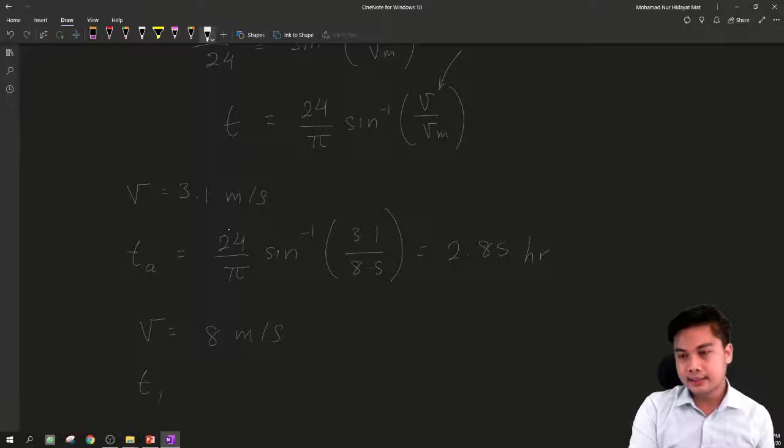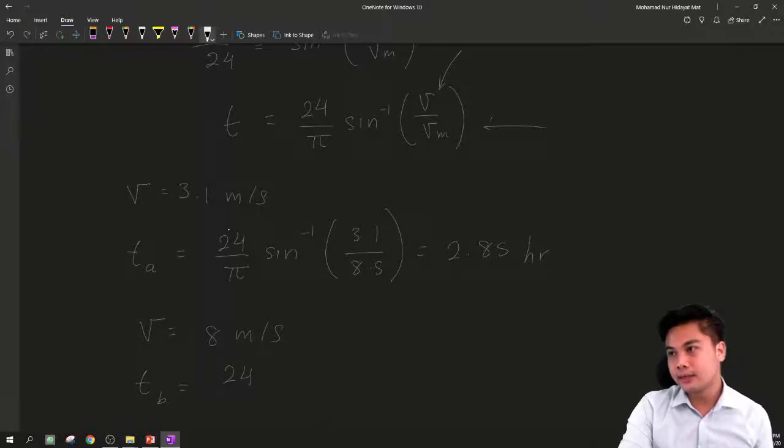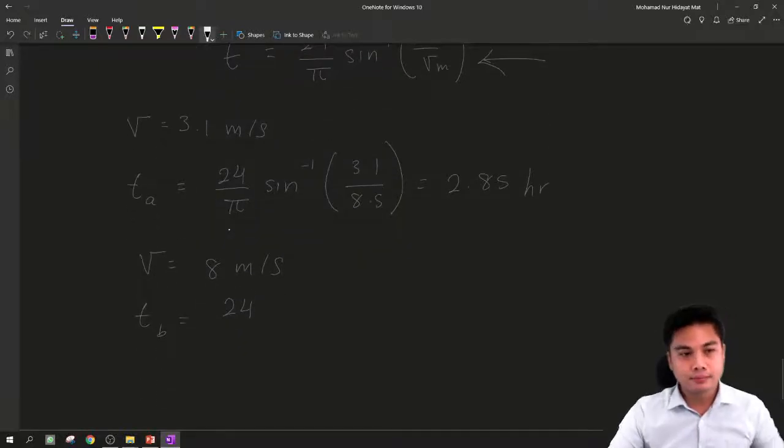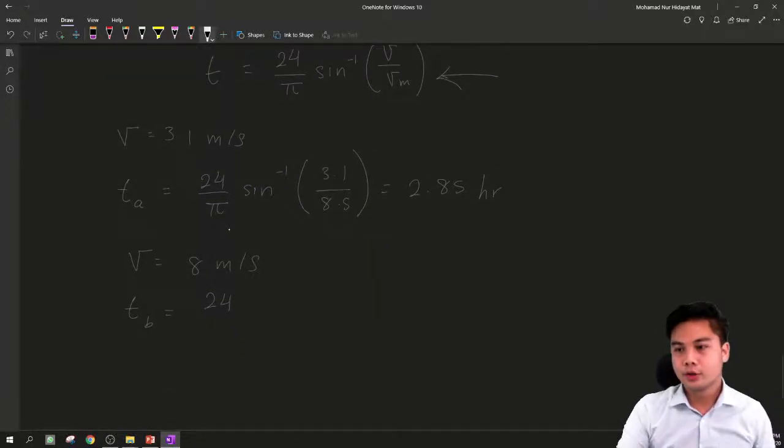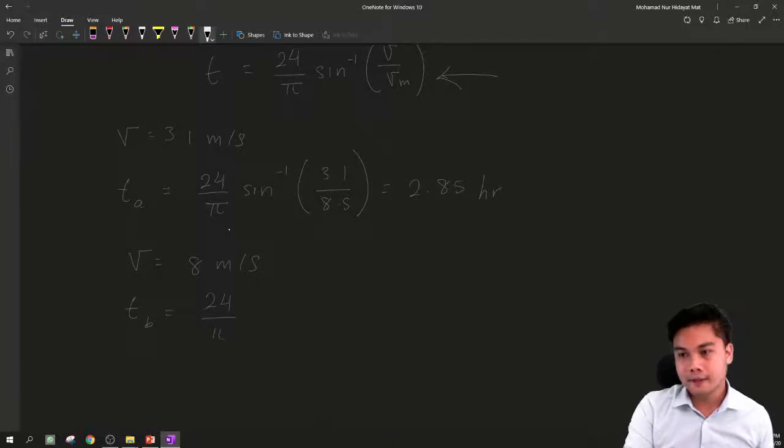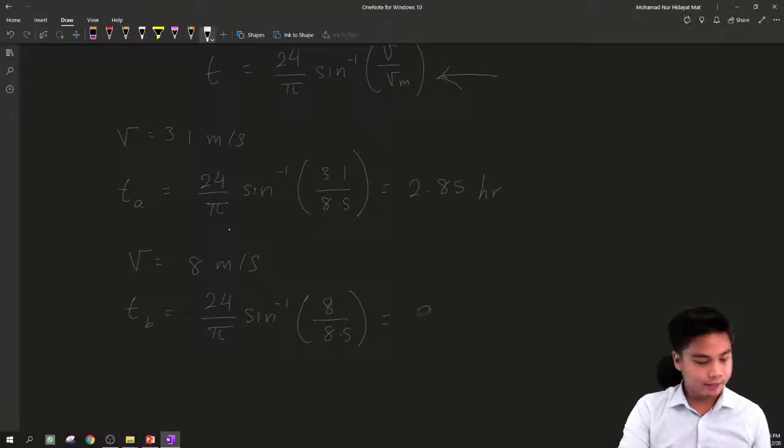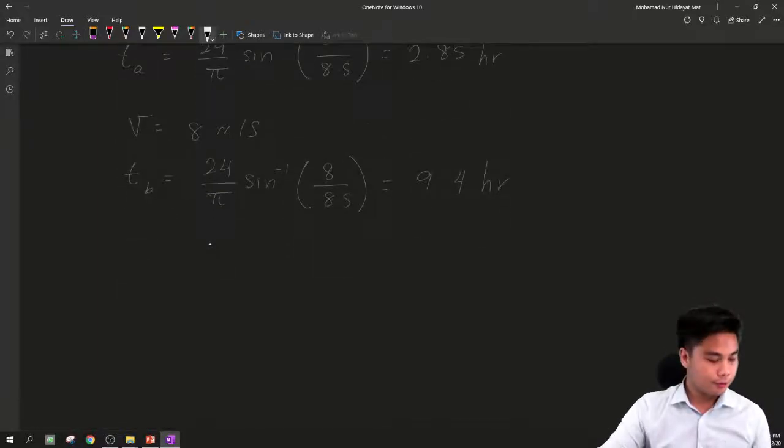Let's say this is TB. Just use this equation: 24 over pi times sine inverse, with this velocity replaced with 8 over 8.5. You will get 9.5 hour. Okay, for this part, and then second step.